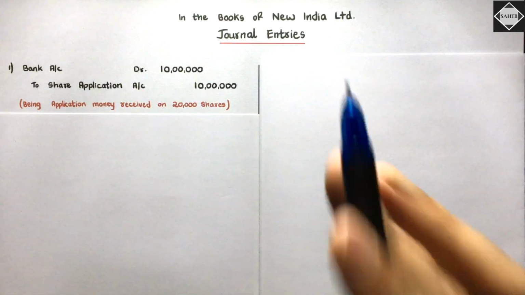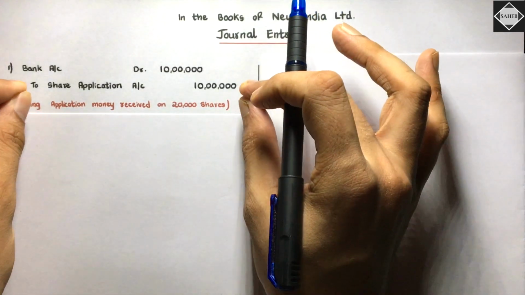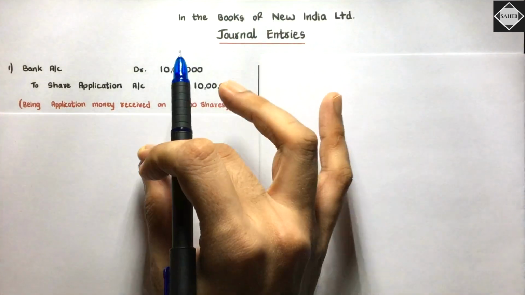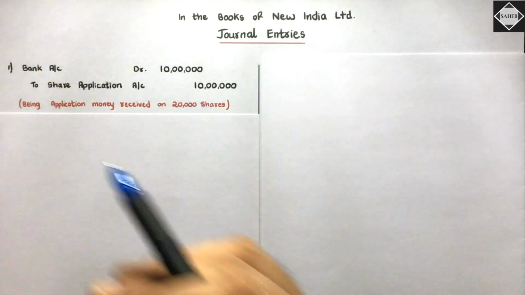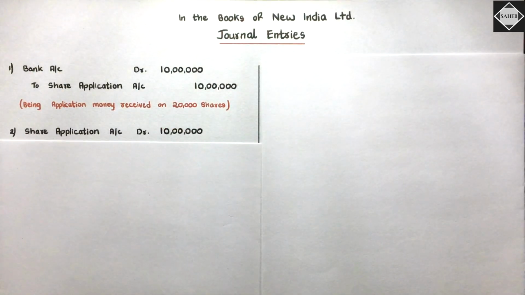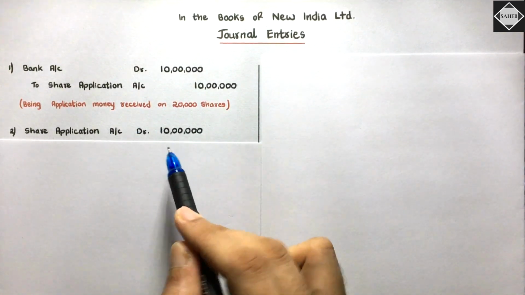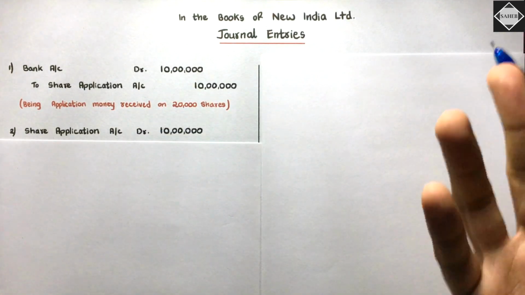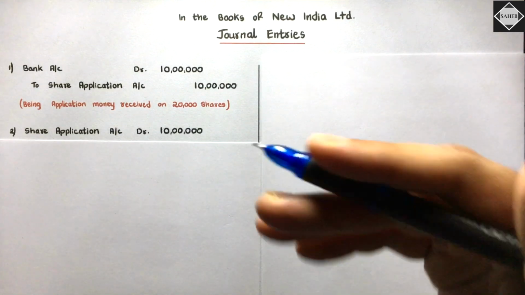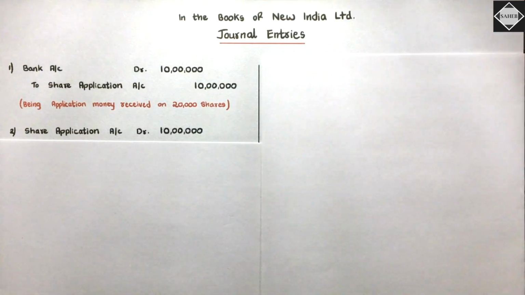Next entry, what will happen is you are going to cancel this share application account because this is just a temporary dummy account. Here it is credited, no. Now you will debit it and cancel. You have to do the opposite. Share application account debit 10 lakh, this account is cancelled. And the amount from this account has to be transferred somewhere. Where will it be transferred? Really easy. It will be transferred to equity share capital account.